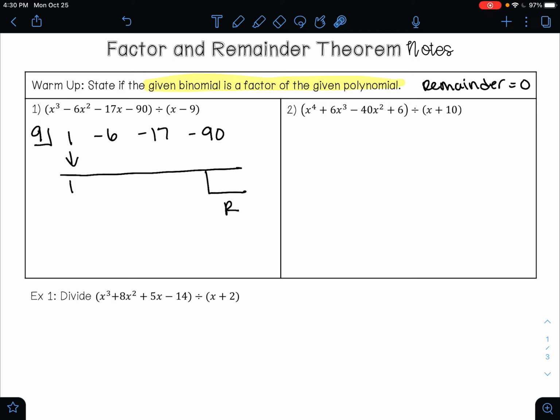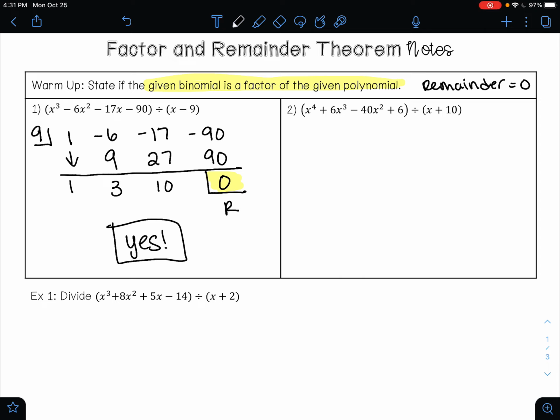9 times 1 is 9. -6 plus 9 is 3. 9 times 3 is 27. -17 plus 27 is 10. 9 times 10 is 90. -90 plus 90 is 0. My remainder is 0, so yes, this is a factor. So my answer is yes.